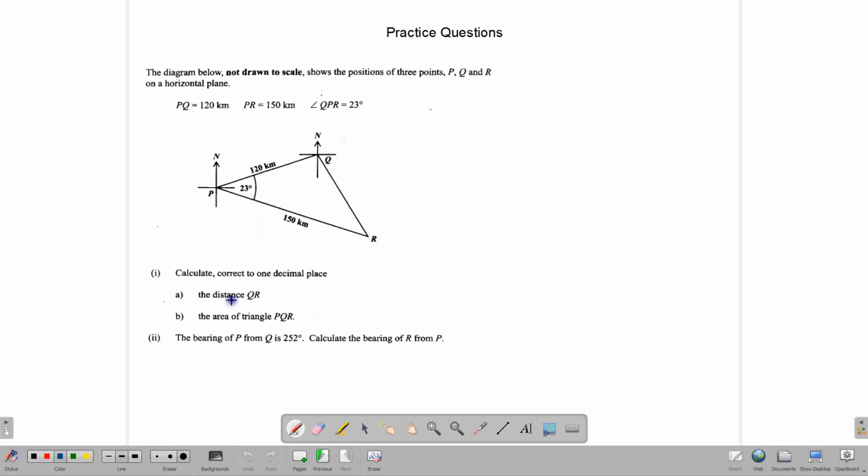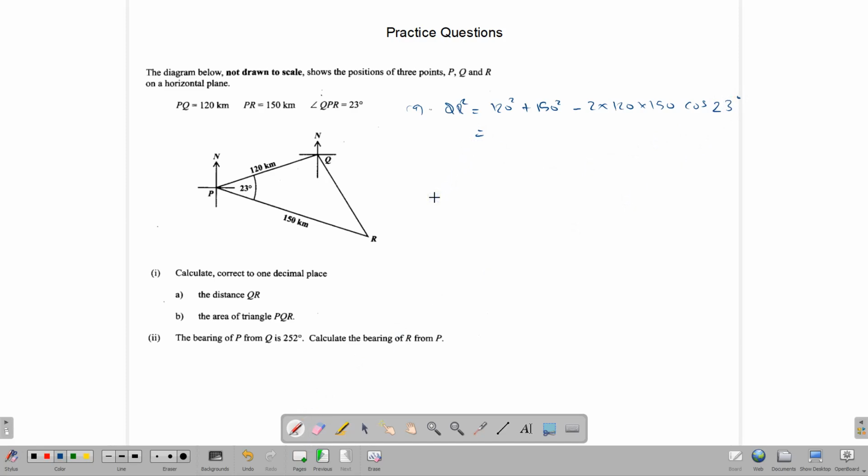So we're asked to find, first up, a straight calculation, the distance QR. To find QR, of course, because we have the two sides and the angle between them, we go straight to the cosine rule. Answering part 1, part A, the cosine rule, let's actually start it properly with the side. So QR square will be equal to 120 square plus 150 square minus 2 times 120 times 150 times the cosine of the angle 23. That doesn't look like 23, that looks like a lot bigger number. It's 23.